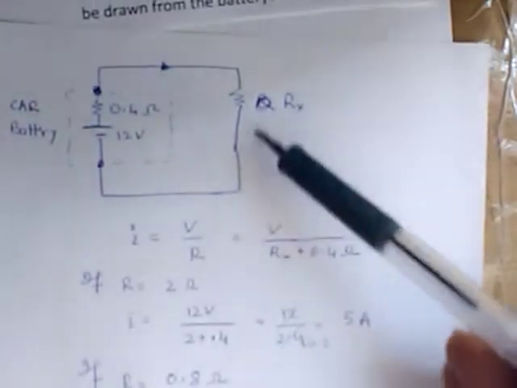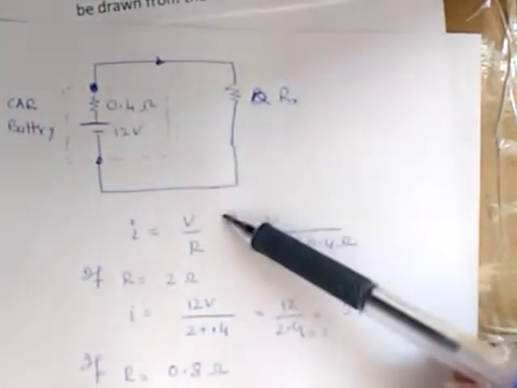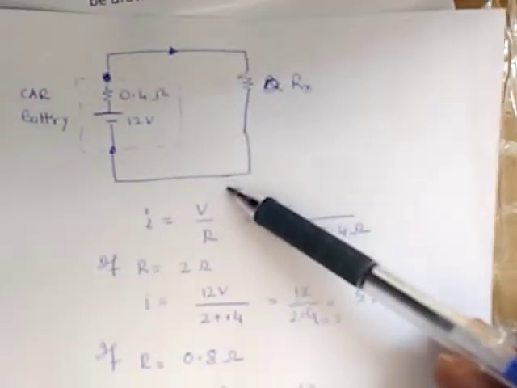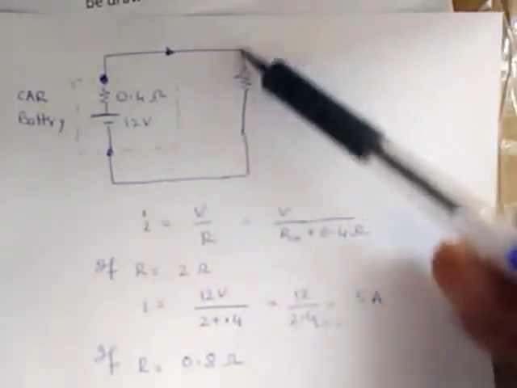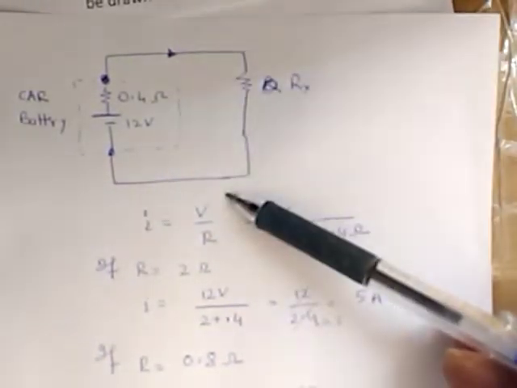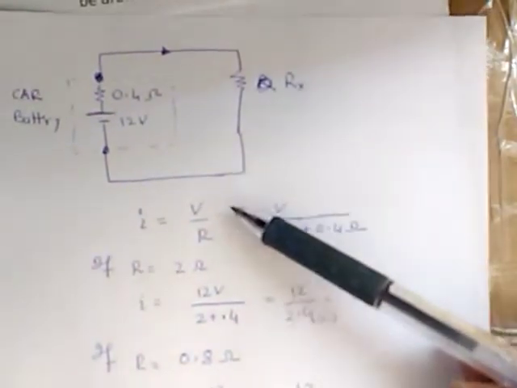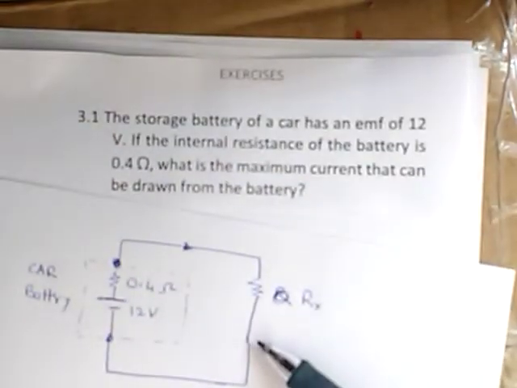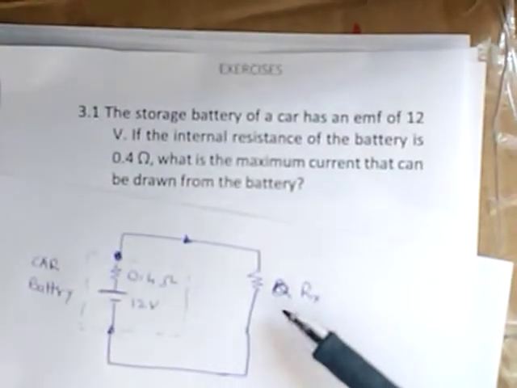Now, what if we just short this? We just join these wires. Sometimes it happens accidentally, in which case it creates a spark. We need to find out what that maximum current is going to be.